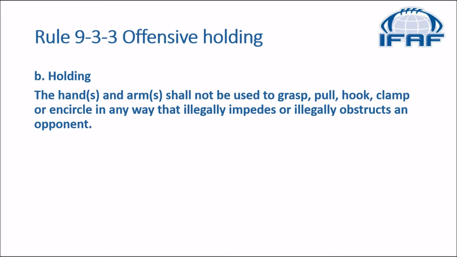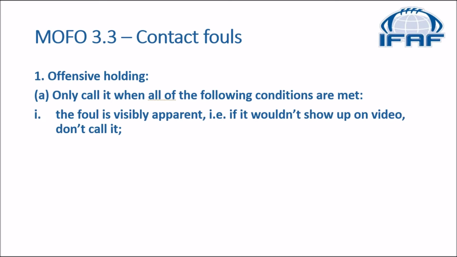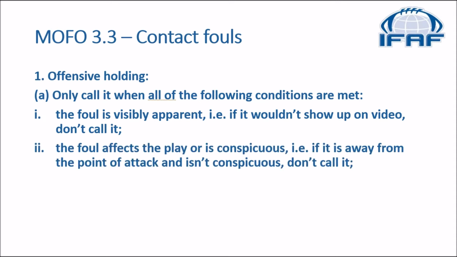In the MOFO, we go to 3-3 contact fouls. 1A. Only call it when all of the following conditions are met. 1. The foul is visibly apparent. That means if it wouldn't show up on video, don't call it. 2. The foul affects the play or is conspicuous. That means if it is away from the point of attack and isn't conspicuous, don't call it.